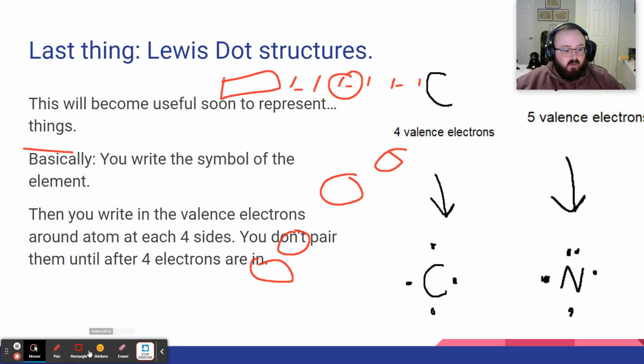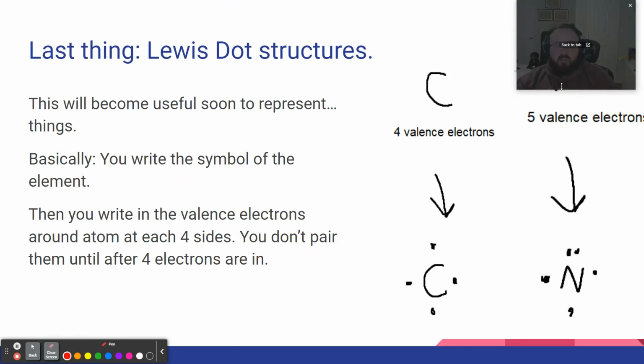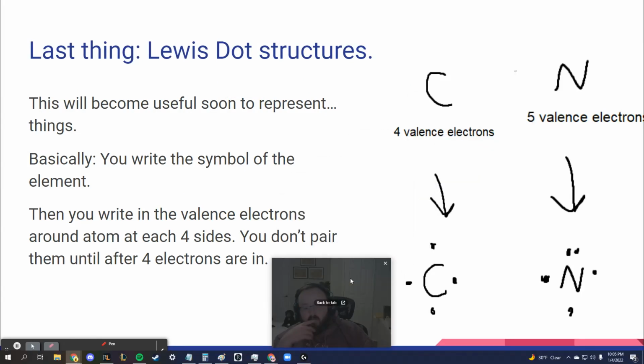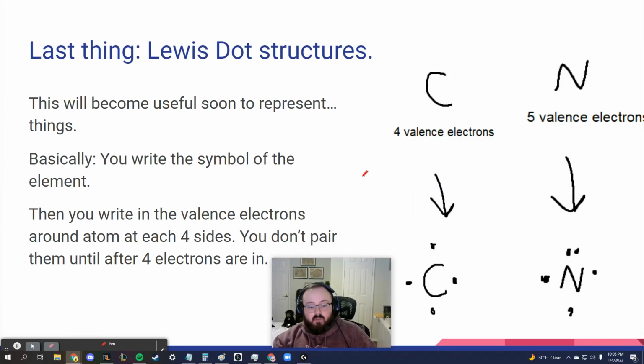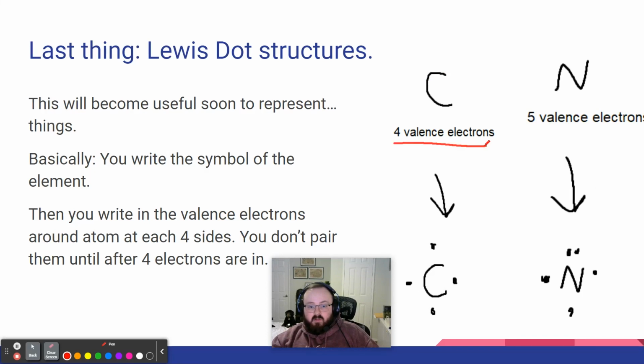The last quick thing is Lewis dot structures. I have to change my camera again. This is not too much. It's pretty simple. All you have to do is take your element name. Here is carbon. Atomic symbol is C. It has 4 valence electrons. You circle them around the element. That's it. Nitrogen has 5. 1, 2, 3, 4, 5. You do the first 4, and then you're going to start to pair them up, and we'll see why we do this. It's important. It helps simplify something we're going to learn about in the future.